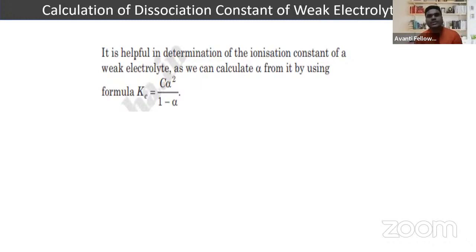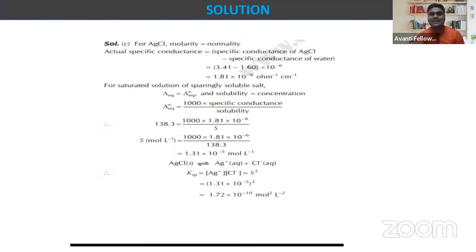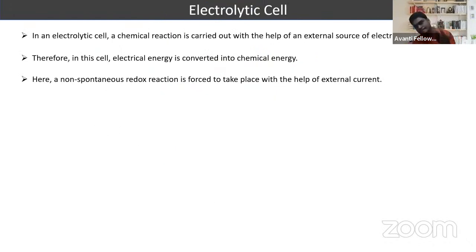Let's see how you will calculate the dissociation constant. You will calculate the dissociation constant by using the formula. It is very helpful in determining the ionization constant. So you will calculate the dissociation constant by using the formula C alpha square upon 1 minus alpha, where C is the concentration and alpha is the degree of dissociation. So this is all about the electrolytic cell that we discussed.